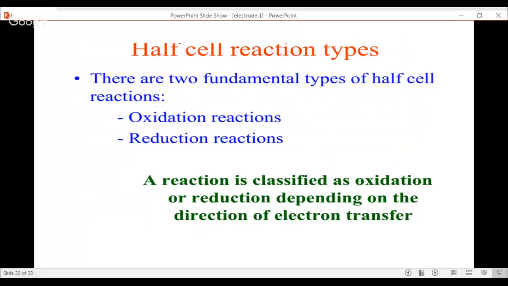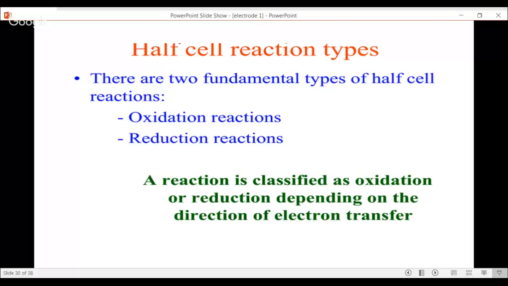There are two fundamental types of half-cell reactions. One we saw when I took zinc: the zinc was getting oxidized at the anode, so zinc was oxidized to zinc 2 plus. Copper 2 plus ions are getting reduced at the cathode. So oxidation and reduction reactions are taking place. Now these are all simple examples. We are going to take a few complicated situations a little later.